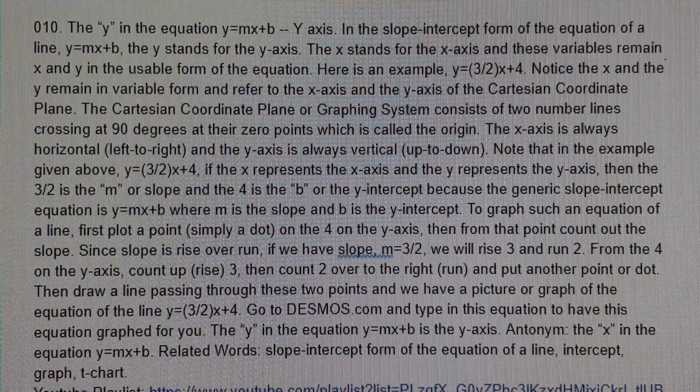Go to desmos.com and type in this equation to have this equation graphed for you. The "y" in the equation y = mx + b is the y-axis. Antonyms: the x in the equation y = mx + b. Related words: slope-intercept form of the equation of a line, intercept, graph, t-chart.